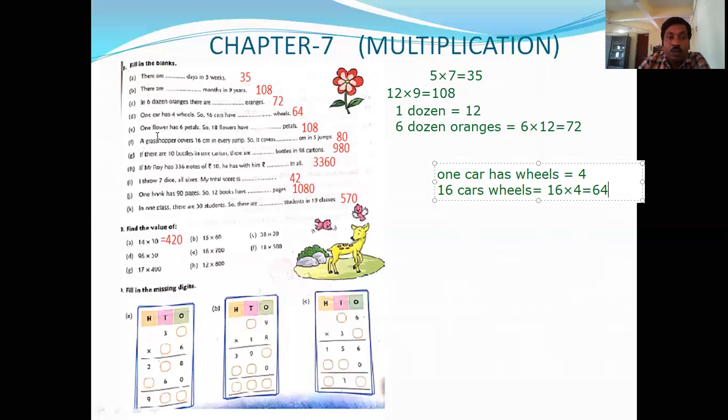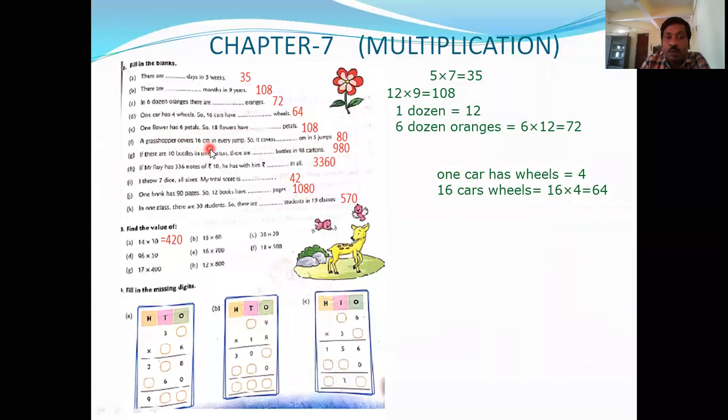Now another question. One flower has 6 petals, so how many petals do 18 flowers have? To find the number of petals in 18 flowers, we will multiply 6 by 18, and we get 108. And now here is another type of question. You can solve this question in a very easy way. One flower has 6 petals, so 18 flowers have 18 times 6, which is 108.